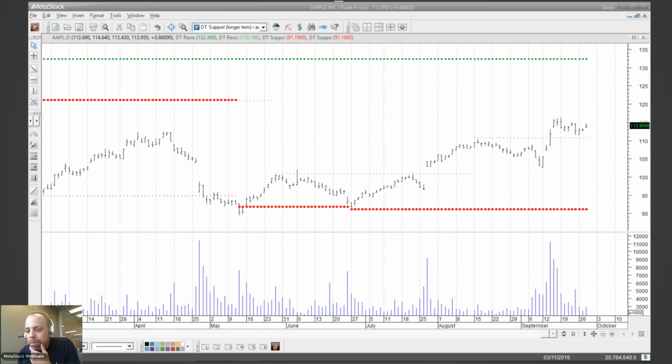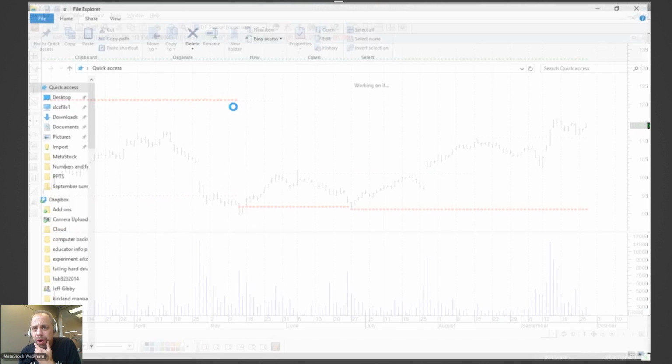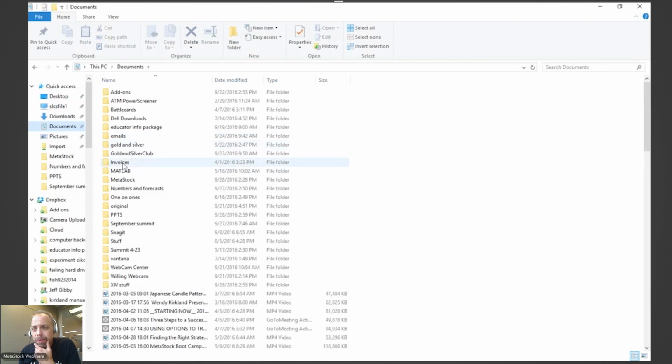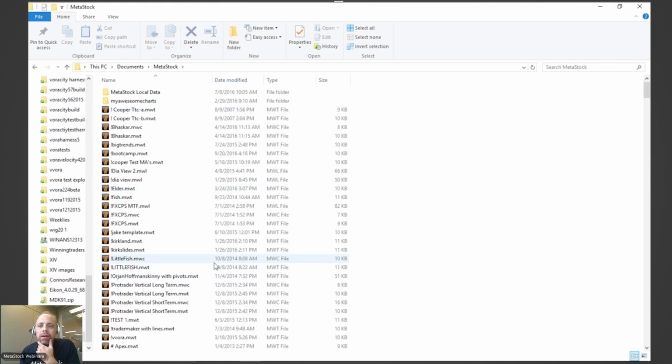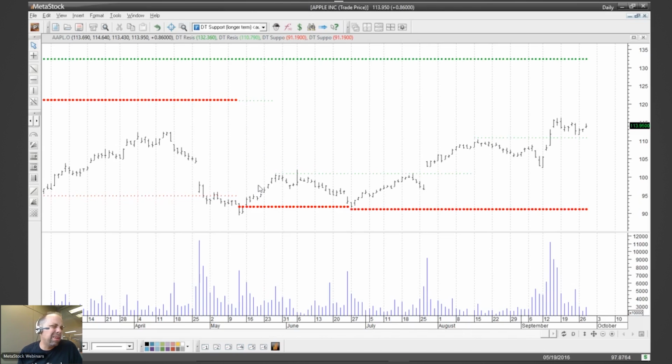When you get the template from me, what you'll do is you'll go into My Documents, you go into MetaStock, and you'll just put it right here. So I'm just going to send you an MWC file. Download it, put it right here, and it'll work for you. The next time, you'll want to start MetaStock after you do that. Okay. All right.